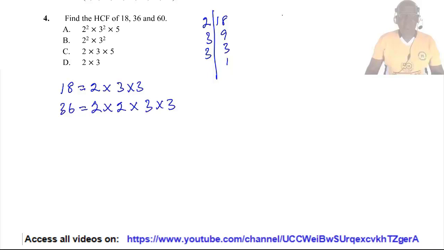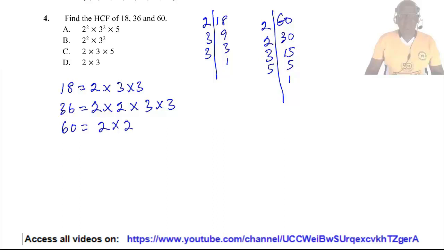Then for 60, 2 goes here, 30. 2 goes here, 15. 3 goes here, 5. 5 goes here, 1. So 60 is going to be equal to 2 times 2 times 3 times 5. Now the HCF. 2 is common to the 3 numbers, so 2. And then 3 is common to the 3 numbers, so 3. So the answer is D.